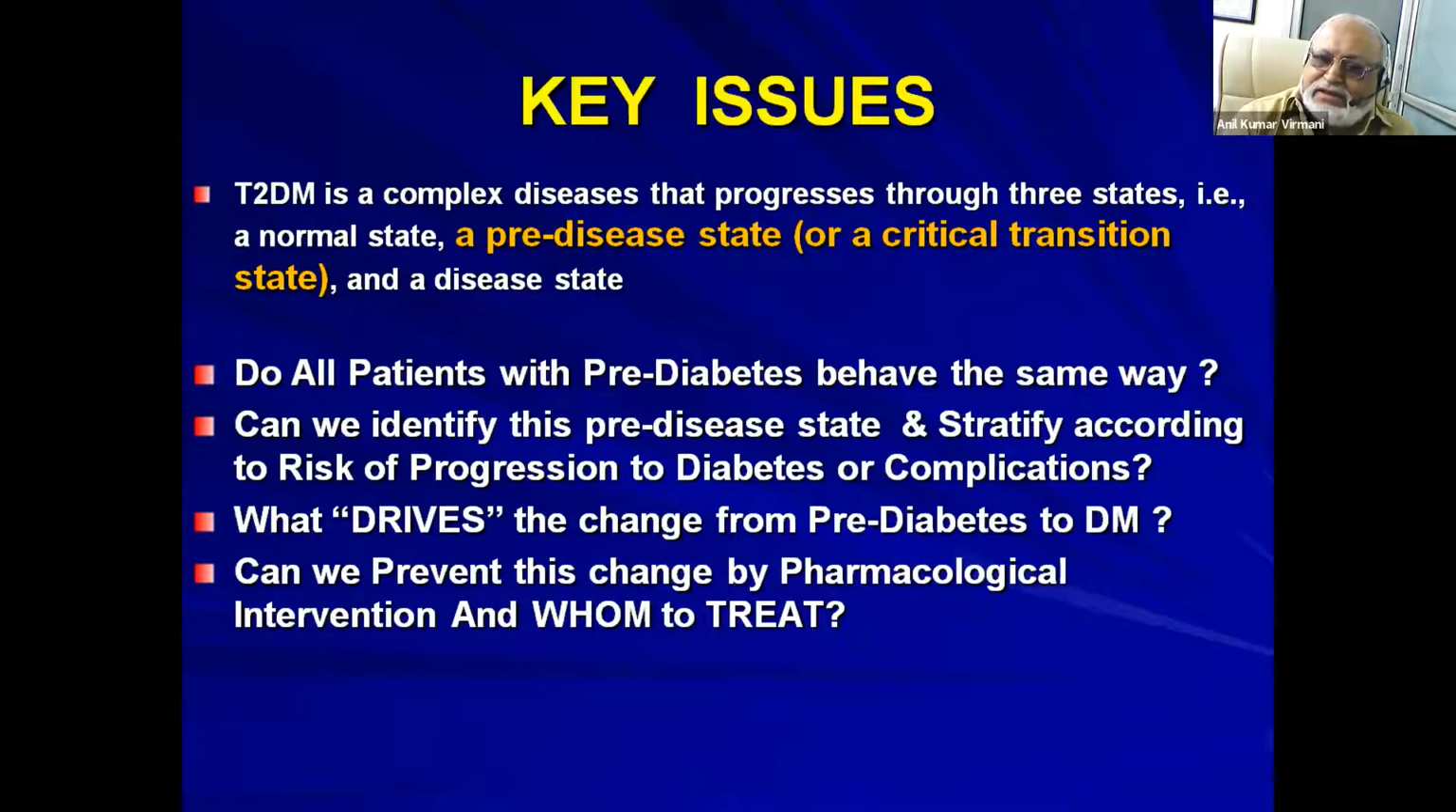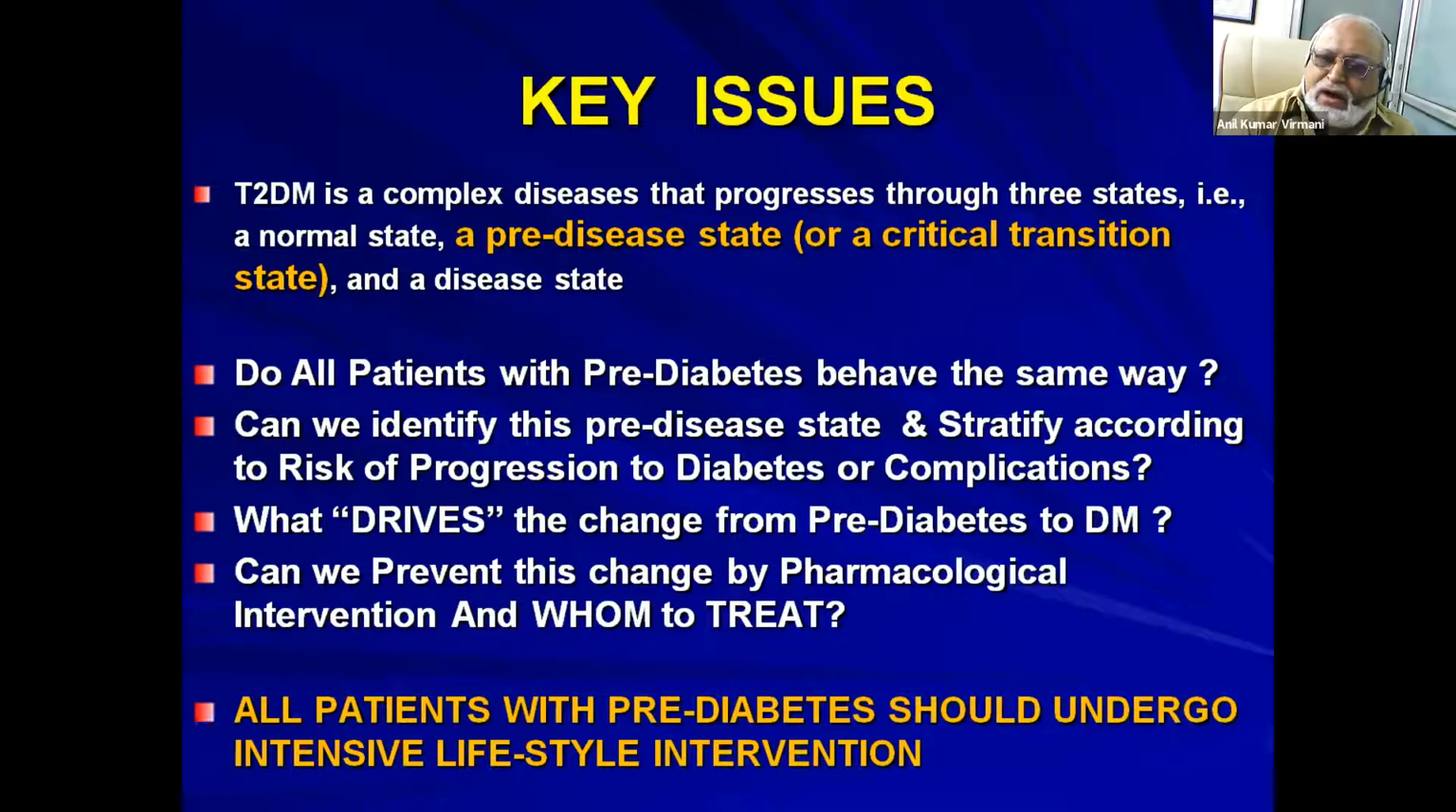But having said this, let me be very clear at the outset that all patients who are diagnosed with pre-diabetes, or even those without diabetes, should undergo intensive lifestyle modification. So all patients who are at a high risk of developing pre-diabetes or diabetes should undergo an intensive lifestyle intervention, period. Above that, we can discuss, but this is the basic pillar that the whole talk rests upon.